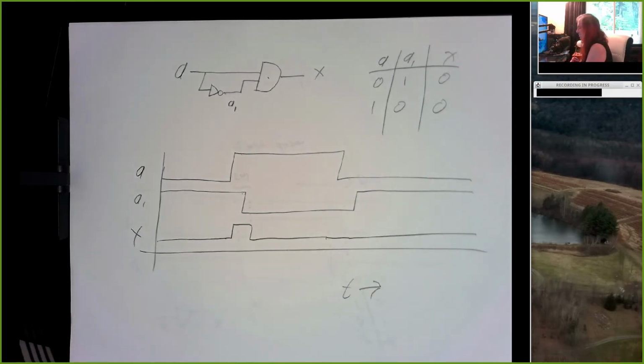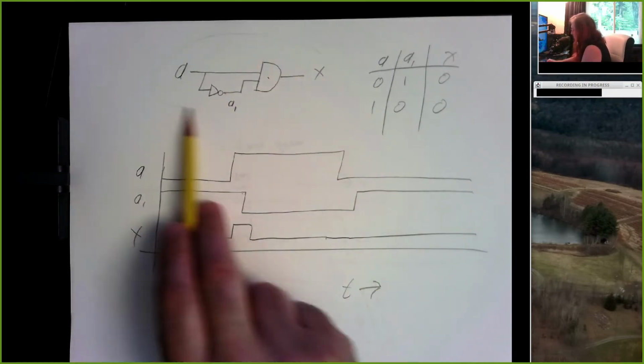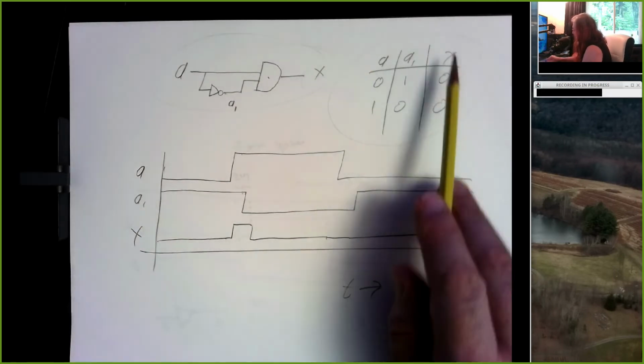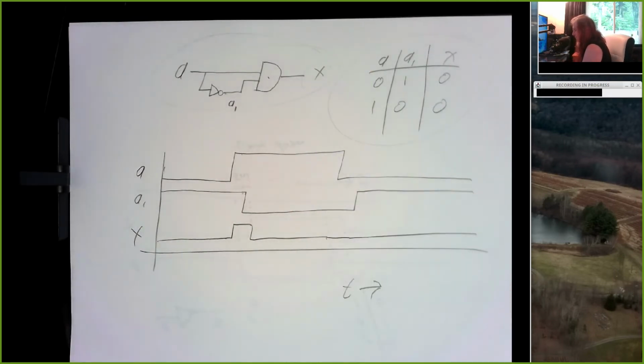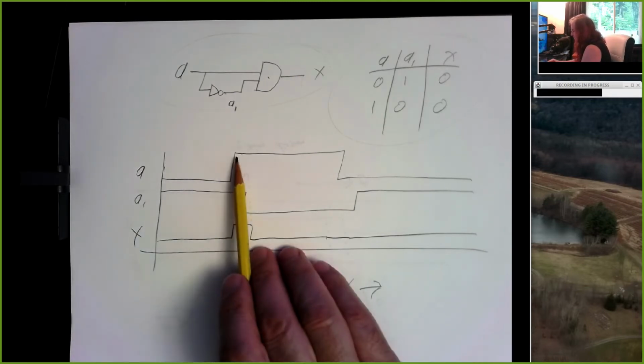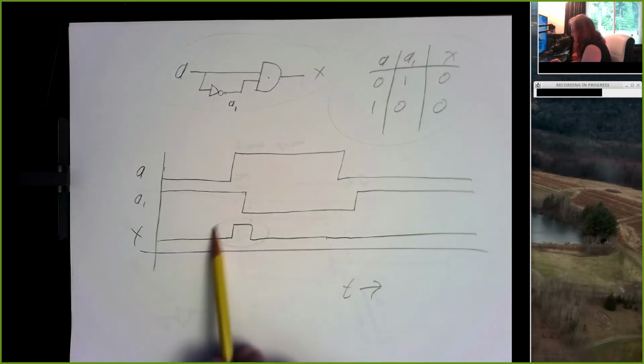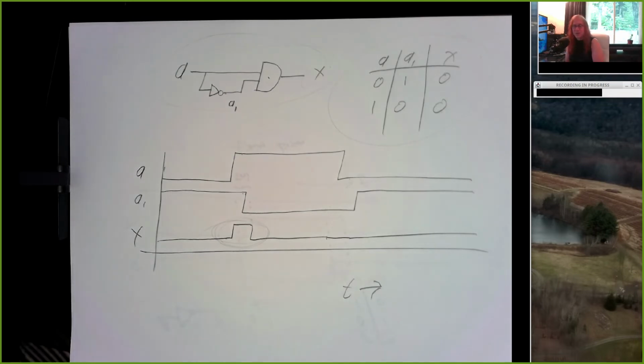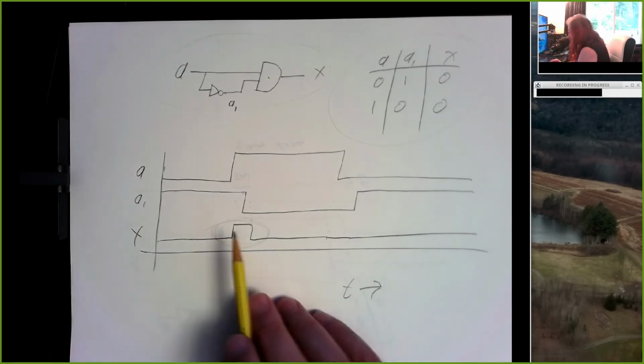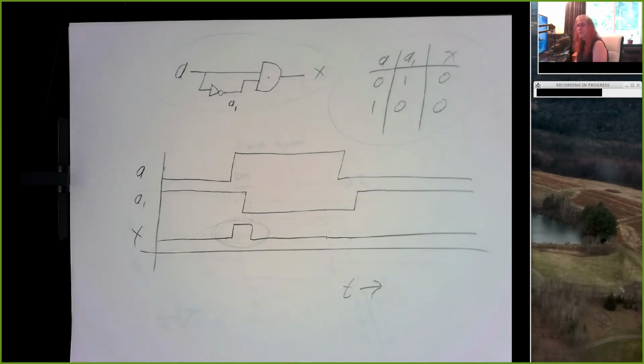But think about this. Here's our circuit. Our truth table says, hey, the output's always going to be 0. Our timing diagram tells us, hey, when the input changes from low to high, we get this little spike in the output. It's short. It's a few nanoseconds. But there's a brief moment in time when the output is not 0, the output is 1.